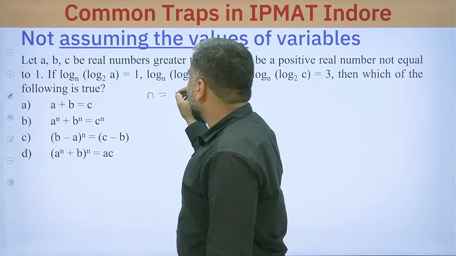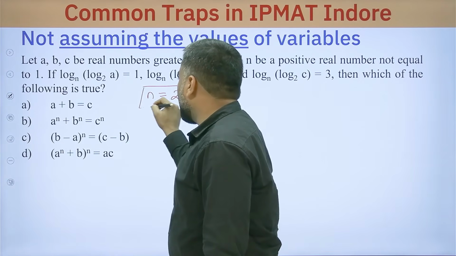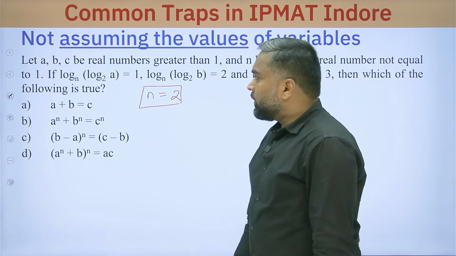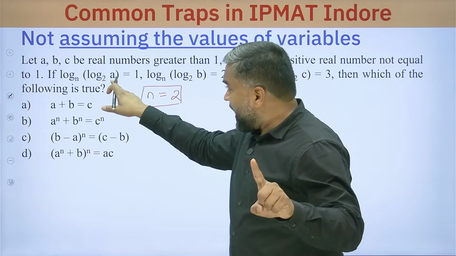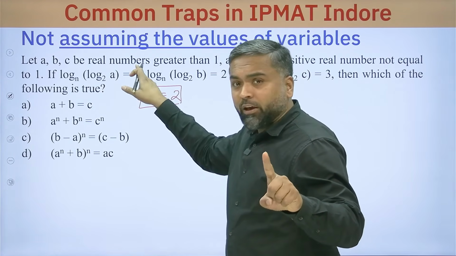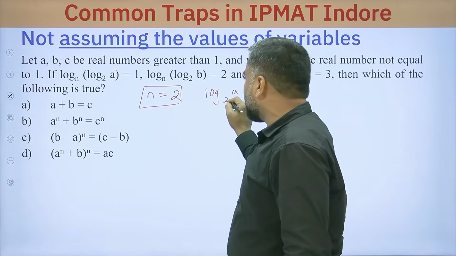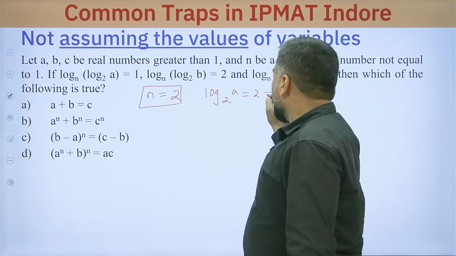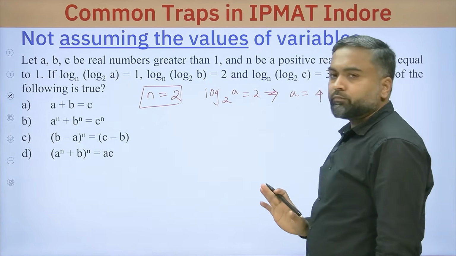Let me assume the value of n as 2. Okay. Now, if n is equal to 2, 2 raised to 1 becomes 2 and log of a to the base 2 is 2. I'll just write down one step here. Log of a to the base 2 is 2. This gives me a is equal to 4.